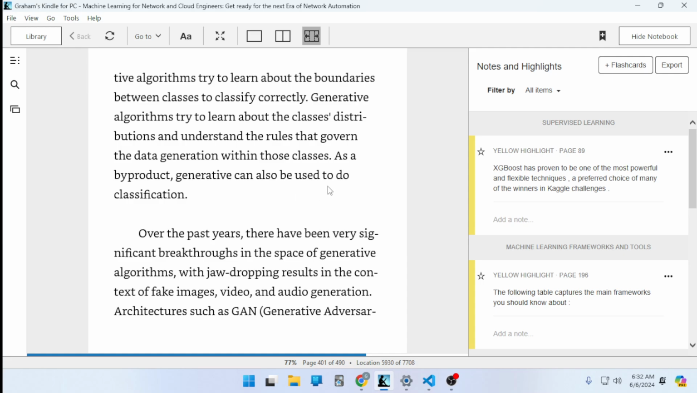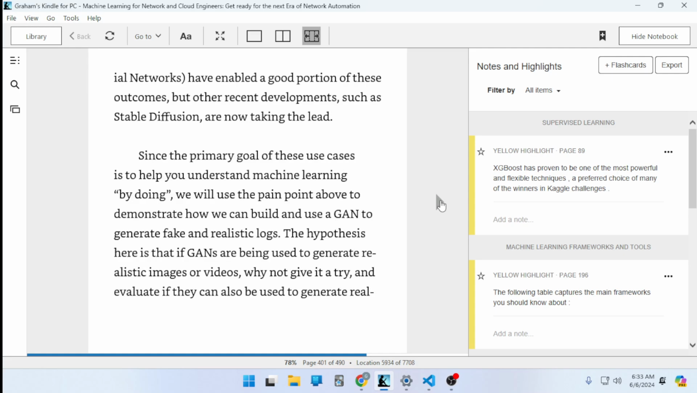Over the past years, there have been very significant breakthroughs in the space of generative algorithms, with jaw dropping results in the context of fake images, video, and audio generation. Architectures such as GAN, generative adversarial networks, have enabled a good portion of these outcomes, but other recent developments, such as stable diffusion, are now taking the lead.